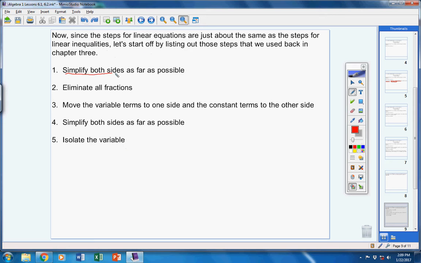Simplify both sides as far as possible. Eliminate fractions. Move the variable terms to one side, the constant terms to the other side. Simplify both sides as far as possible. Isolate the variable. And that's it. Okay? Let's work on some problems. Are you ready? We're going to use these 5 steps. Okay? So here we go.